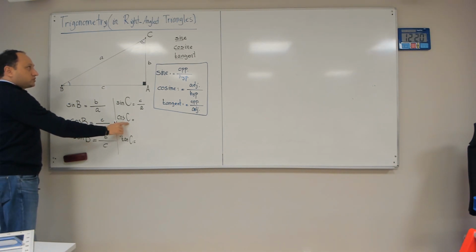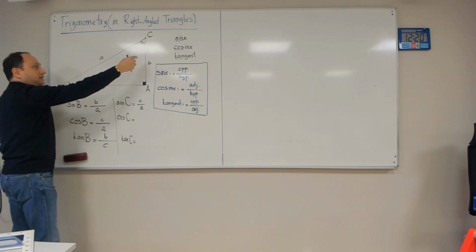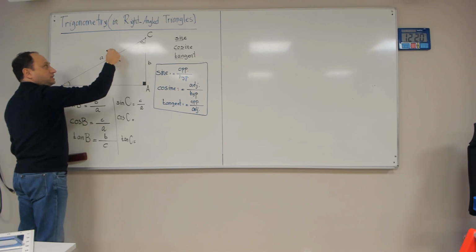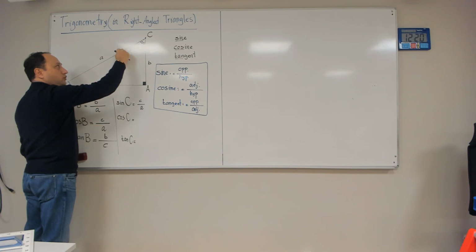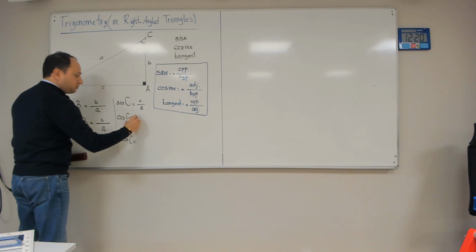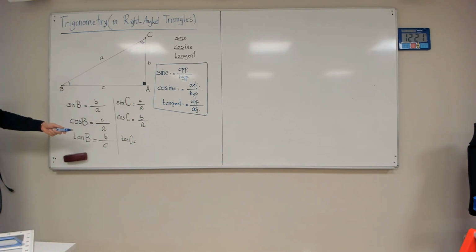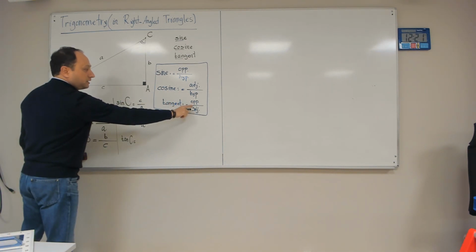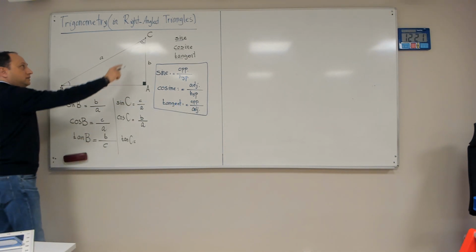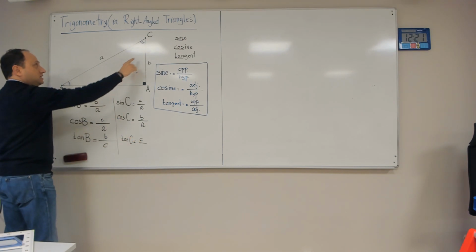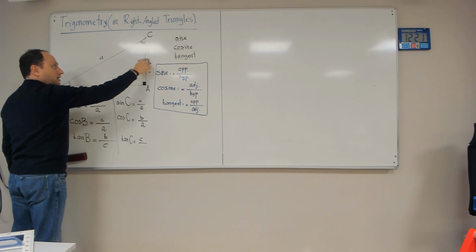If I ask you what is cosine of this angle, you would find the adjacent one. There are two sides adjacent to this, but one has a particular name for itself. It's called hypotenuse. So when I say adjacent, I don't mean A, I mean B. So this becomes B divided by the hypotenuse, which is A. And finally, tangent of C is the opposite one divided by the adjacent one. The opposite one is C. The adjacent one is not A, it is B.